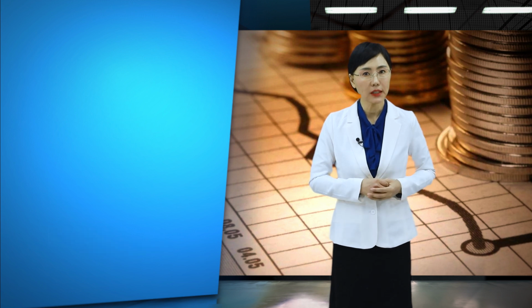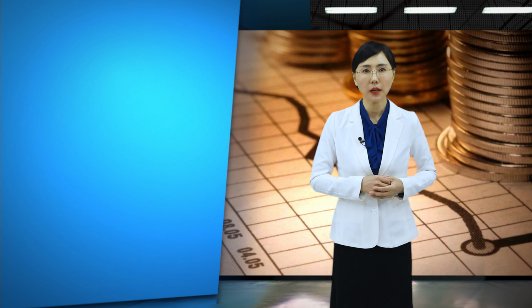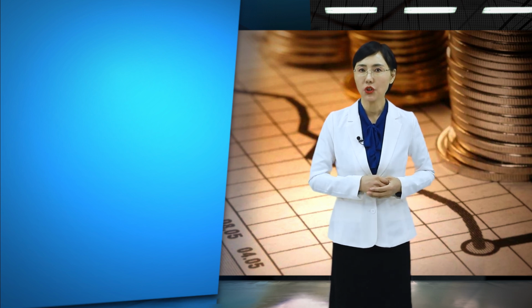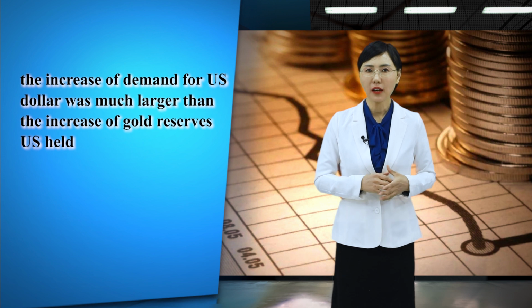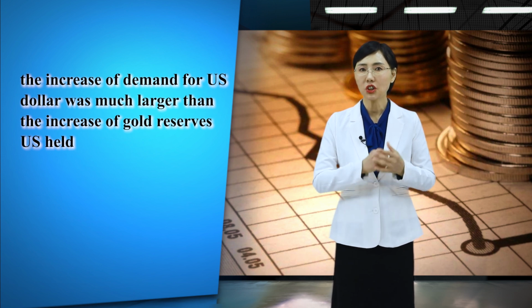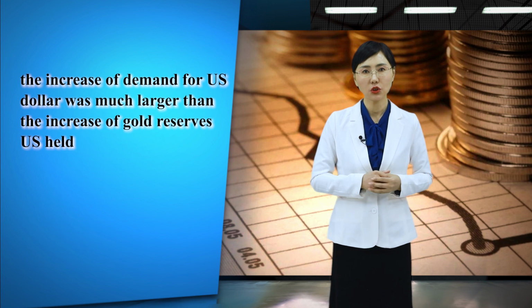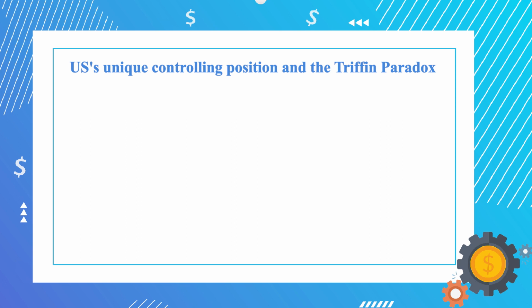In order to maintain the official price of gold stable, the U.S. government was required to keep enough gold reserves. However, the increase of demand for U.S. dollars was much larger than the increase of gold reserves the United States had, which caused the dilemma faced by the U.S., the so-called Triffin paradox. It was put forward by Professor Robert Triffin in 1947.